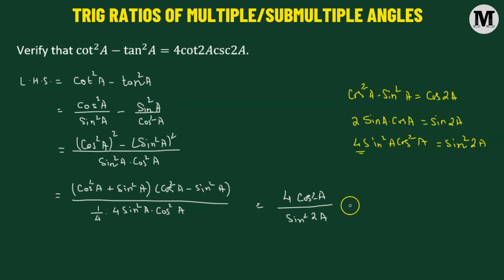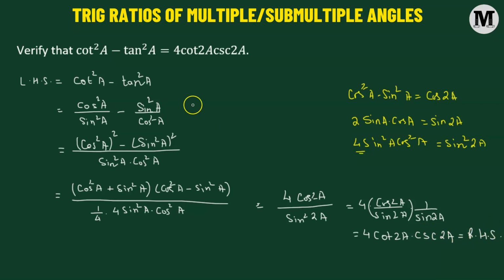Now what we can do is keep the 4 factor as it is. Cosine of 2a will be divided by one sine of 2a, and we still have one sine 2a remaining, so we get multiplied to 1 over sine 2a. Now the ratio cosine over sine is the cotangent function, so we get cotangent of 2a. And sine of 2a, when it goes to the numerator, gives the cosecant function. So we have cosecant of 2a, and this is the expression on the right hand side. So we successfully showed that cotangent squared a minus tangent squared a is given by 4 times cotangent of 2a times cosecant of 2a. Hence proved.